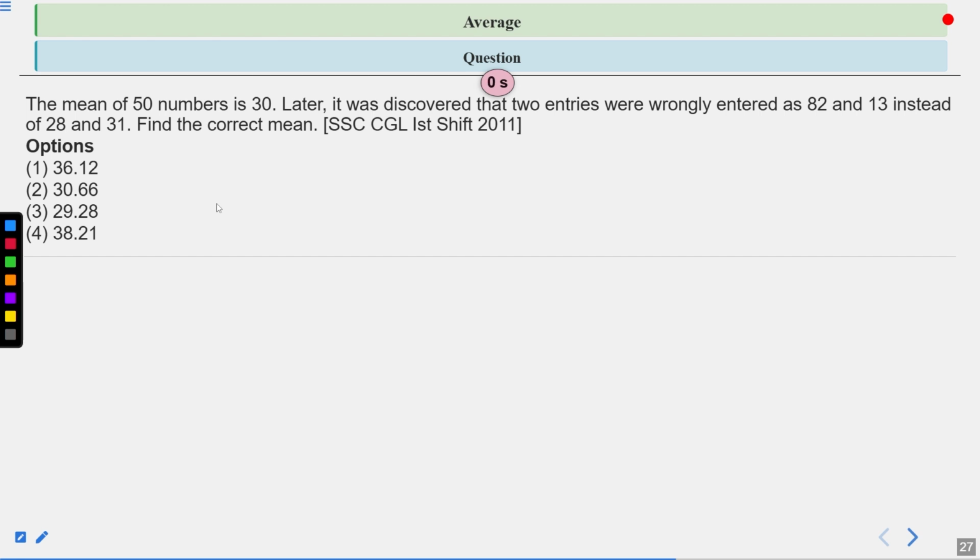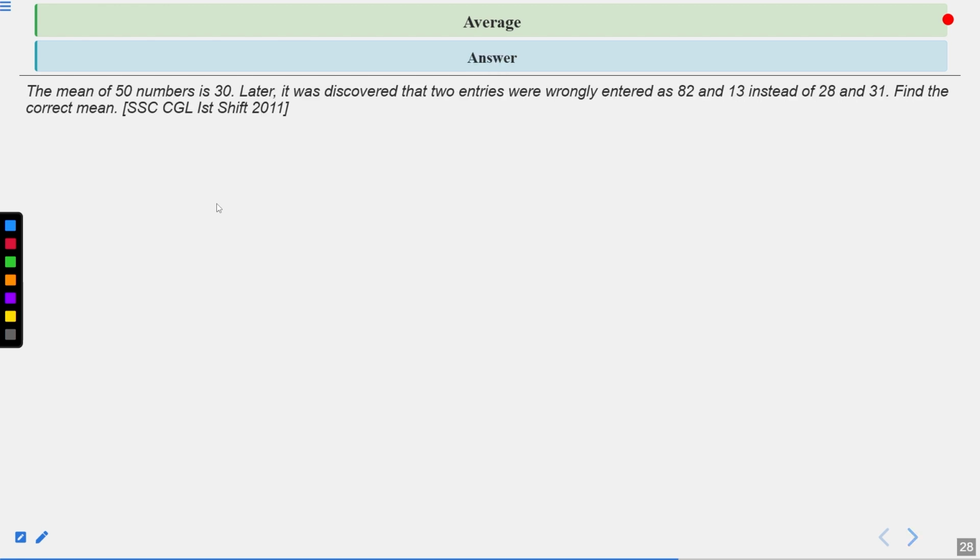Now time's up. Let's see the solution of this question. The mean of 50 numbers is 30, so we can calculate the total sum of the 50 numbers, which is 30 into 50, which becomes 1500. It is also given that two numbers were entered wrongly in the form of 82 and 13 instead of 28 and 31. So we subtract these numbers, add the correct numbers, and divide by 50, and we get the correct average or correct mean. So the correct answer of this question is the third one, which is 29.28.